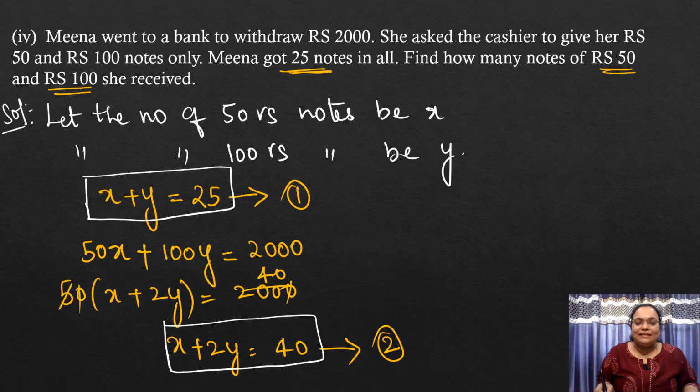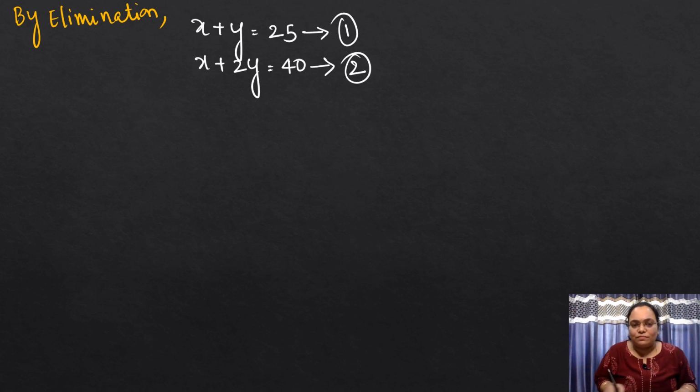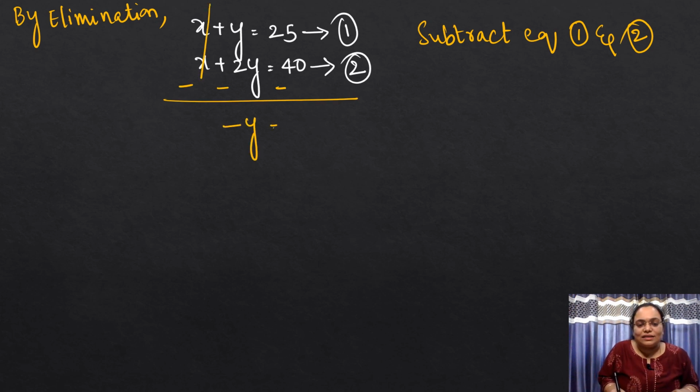Now let us solve this by the elimination method. If you see these two equations, the coefficients of x are the same. By subtracting these two equations, we can eliminate the x variable. By the elimination method, subtract equation 1 and equation 2. x will get eliminated. This will be minus y is equal to minus 15. So minus minus will get cancelled. You will get y is equal to 15.